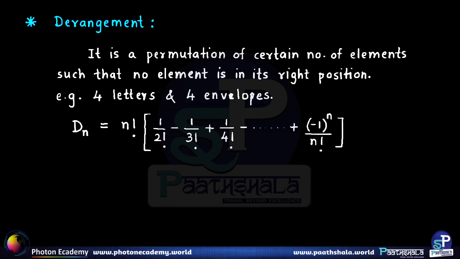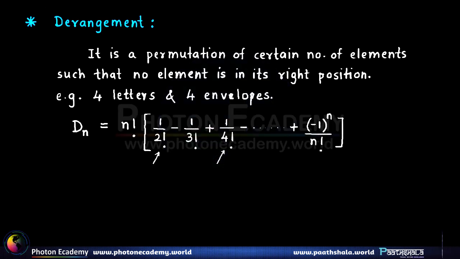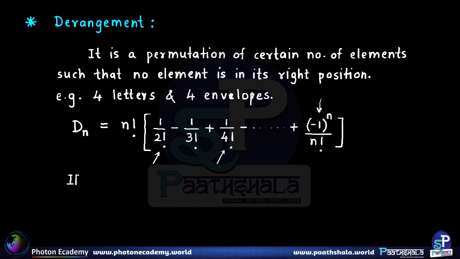So basically here we can see that wherever we have the factorial of an even number in the denominator, the terms are positive. Wherever we have the factorial of an odd number, we have the negative term. So that is taken care of by this particular term, that is minus 1 raised to n, which decides the plus or minus sign. So if we consider the example of 4 letters and 4 envelopes, here n is nothing but 4.